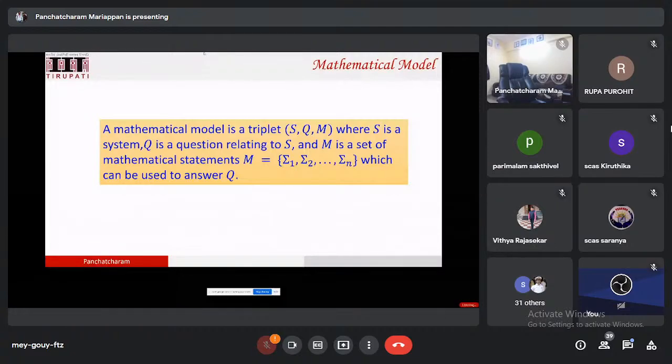If you have any answers, you can tell. You don't need to list many statements, just one statement is also fine. How can we convert that into a mathematical model?